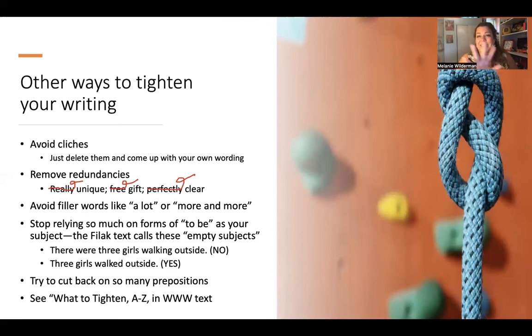All right, and then finally, all of these issues right here and many more are addressed in your working with words text. So if you see www anytime on Canvas, in your schedule for this class, www refers to the text working with words. There's a section in here, a lovely fun section called What to Tighten A through Z. In the most current edition, it starts on page 287. What to Tighten addresses all these issues, right? It's going to help you make your writing brief and clear. And even better, it's in alphabetical order. It's really easy to follow.